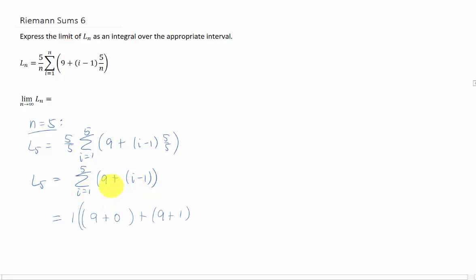Starting at i equals 1, we get 9 plus 1 minus 1, that's 9 plus 0. And then we increase our i value until i becomes 5, and we get 9 plus 5 minus 1, that's 9 plus 4. I left this 1 out in front of this sum because this 1 represents the width of each one of our rectangles, while this number represents the height or the function value of each one of our rectangles. So clearly our function is increasing from 9 to 13.